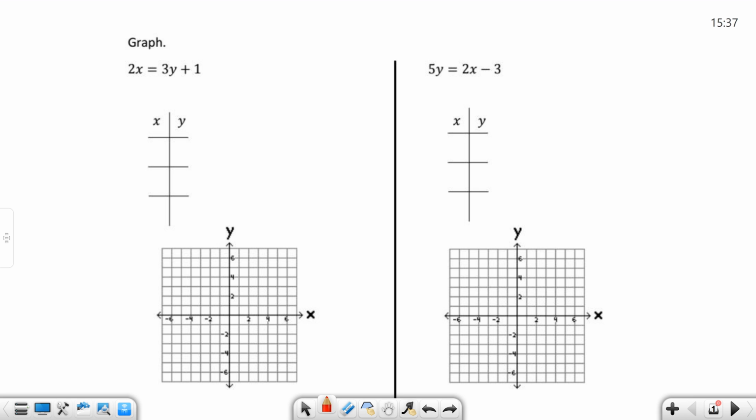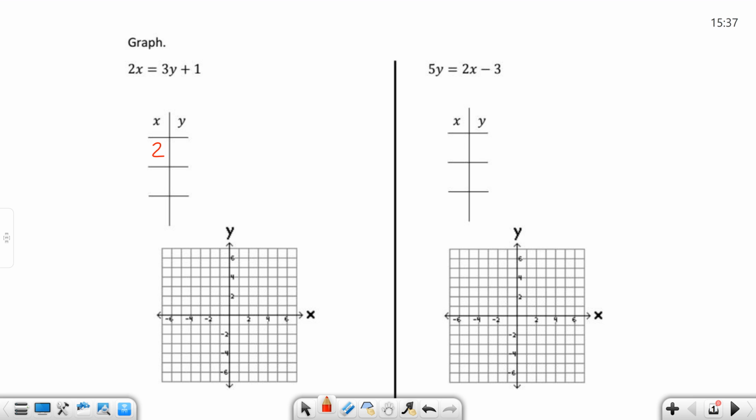So on a T-chart, you can either pick something for X or something for Y. It doesn't have to be 0. I'm just circling it there. Okay? So if you pick something for X, what do you want to pick for X? 2? All right, so let's pick X as 2. I don't remember what we picked in the first class, but doesn't matter.